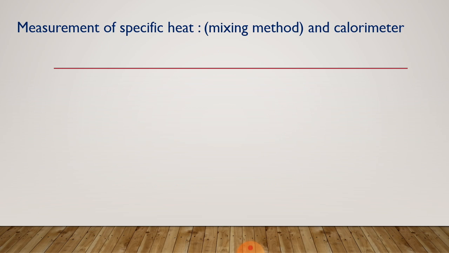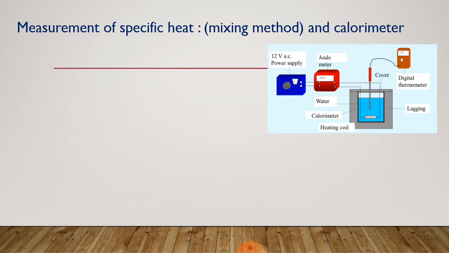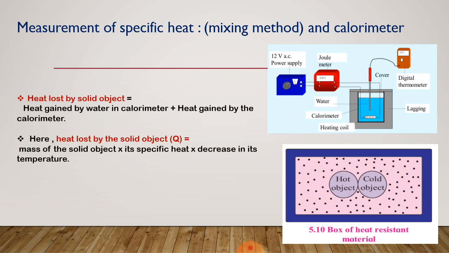Then measurement of specific heat by a mixing method, using a calorimeter. Here we have seen the calorimeter is used, then a heating coil, some hot object, water, and a thermometer. So heat lost by the solid object is equal to heat gained by water in the calorimeter plus heat gained by the calorimeter. The heat lost by the solid object, that is Q, is equal to the mass of the solid object into its specific heat into the decrease in its temperature.